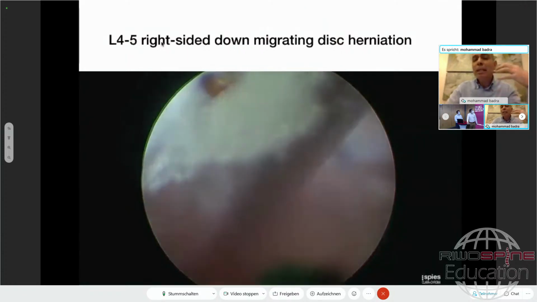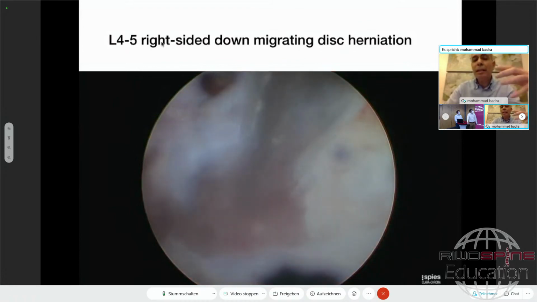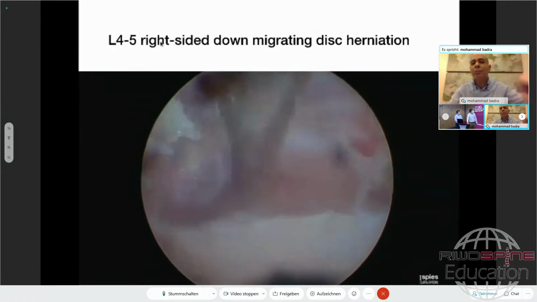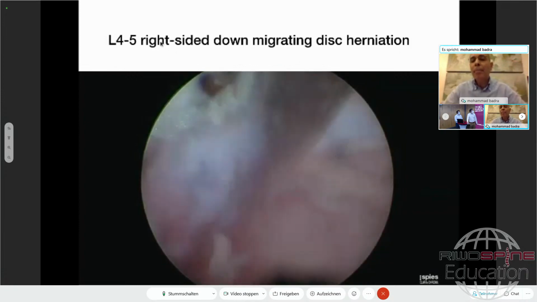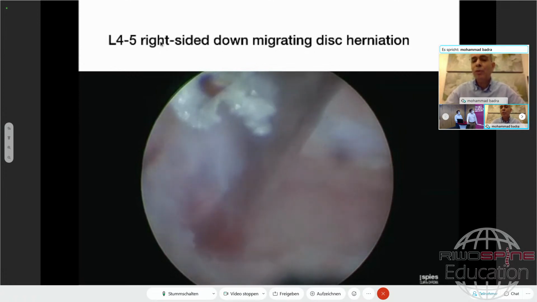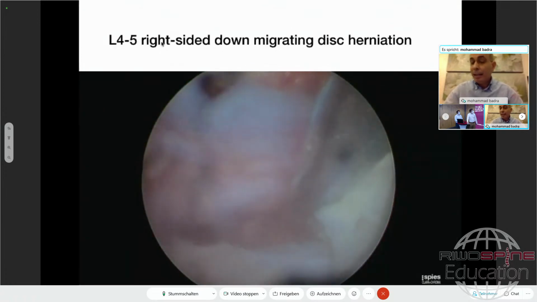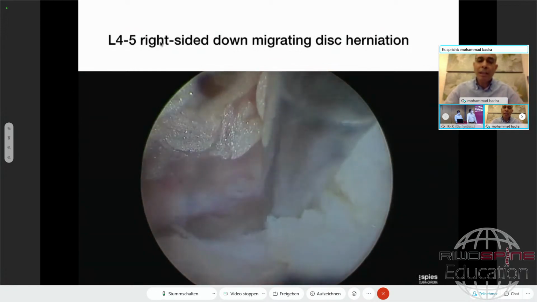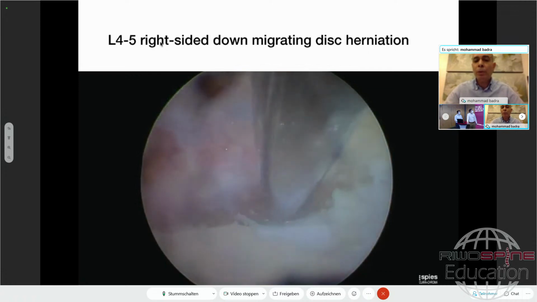With the transforaminal approach, I'm always afraid that I'm leaving a small part of the fragment. But here I can check the nerve. I can move the nerve. And I can make sure that I'm not leaving any fragment just under the nerve. This is the beauty of the interlaminar approach. Transforaminal is a very, very good technique, but you should have experience with it, and you should know when to use it for your cases.